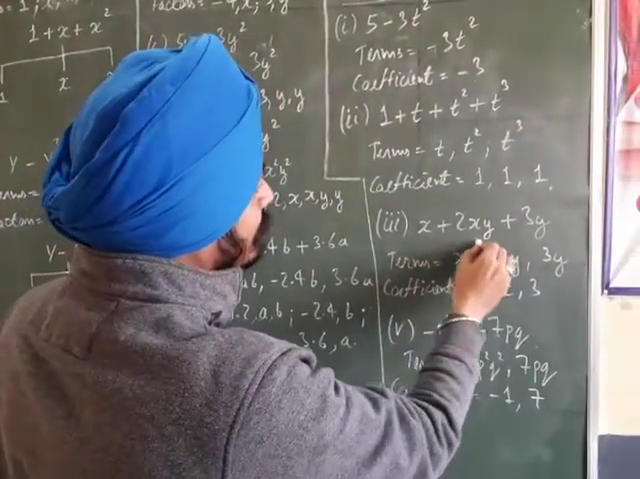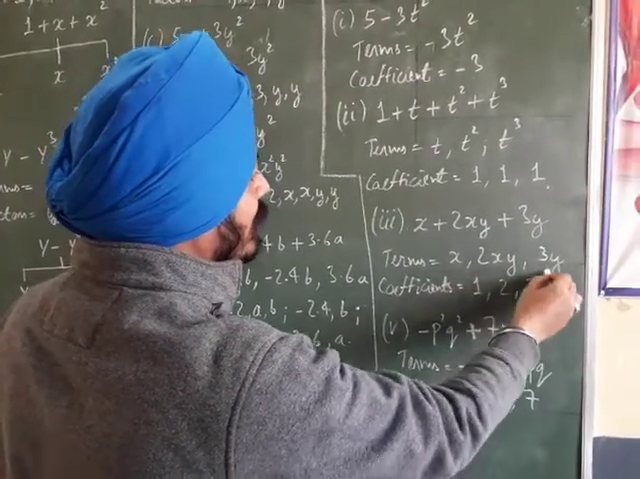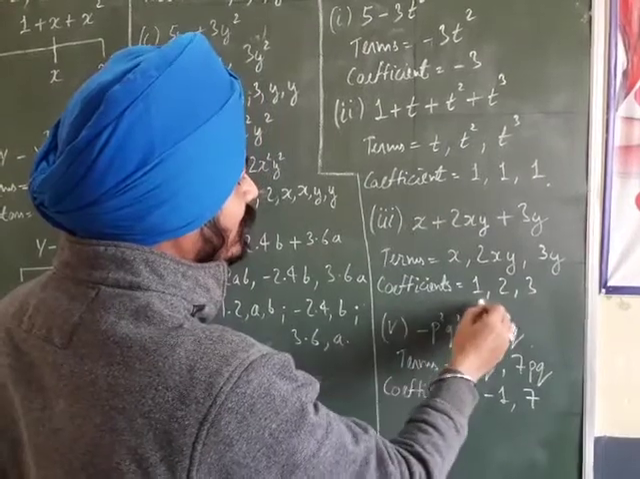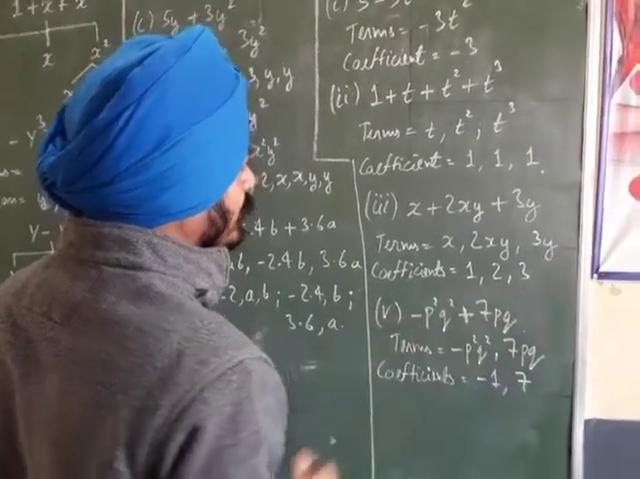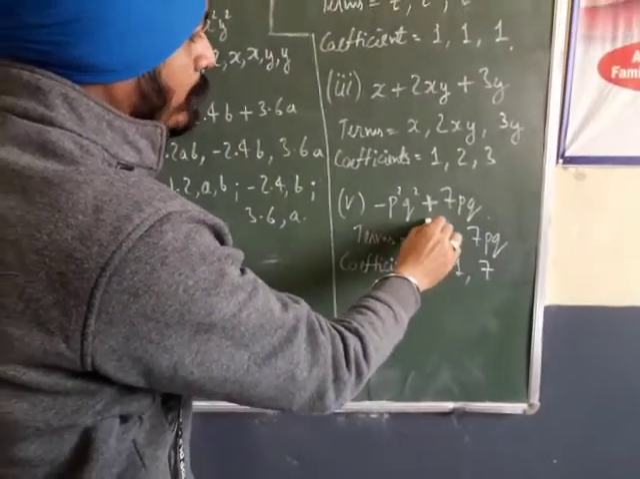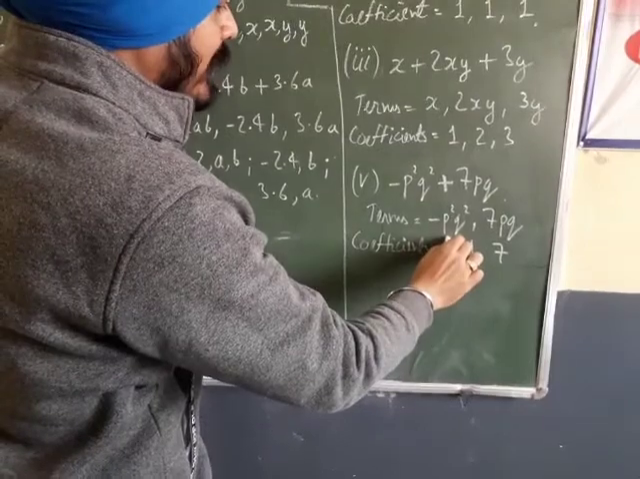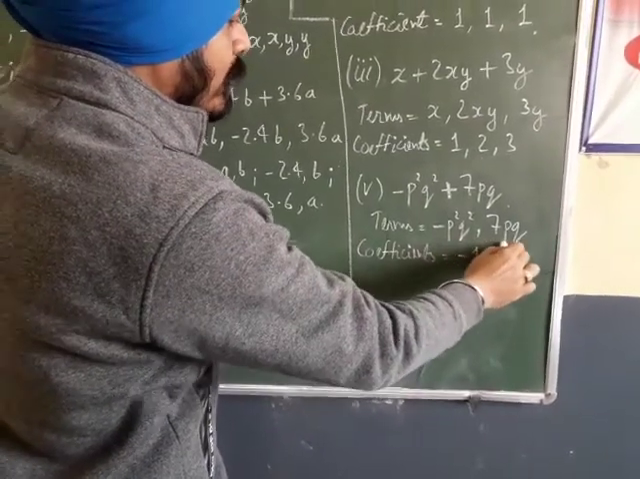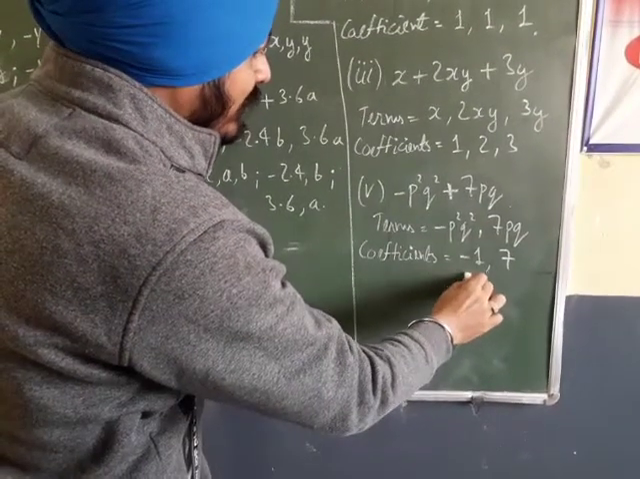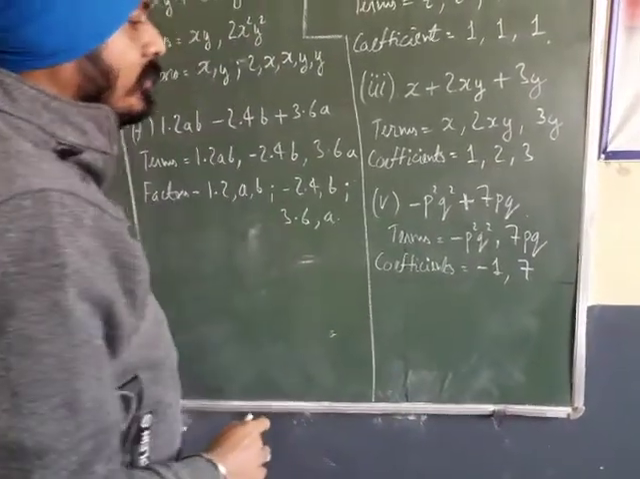Third part, x plus 2xy plus 3y. 3 terms are there, x, 2xy and 3y. Coefficients are 1, 2, 3. Then students see fifth part, minus p square q square plus 7p cube. In this two terms are there, one is minus p square q square and the other is 7p cube. Coefficients are minus 1, 7. In this also remaining parts you have to try yourself.